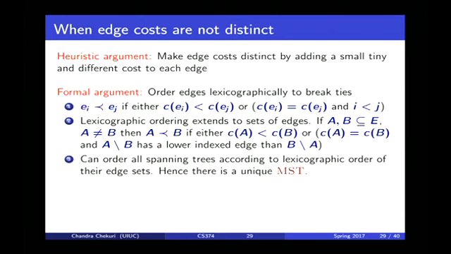If they're ties, then I will prefer the guy with the smaller index. Right? Does that make sense? So we're using the indexing of the edges to break ties. Okay?